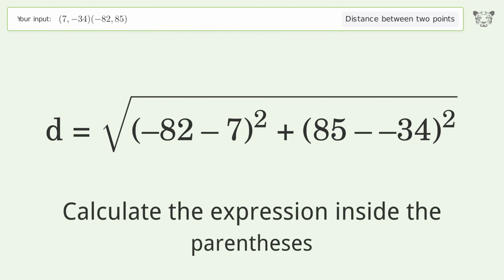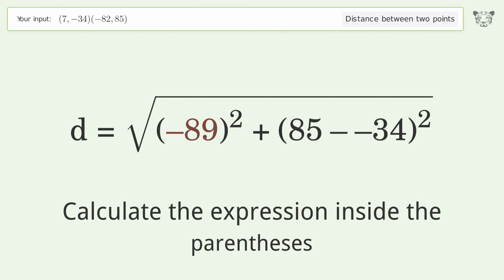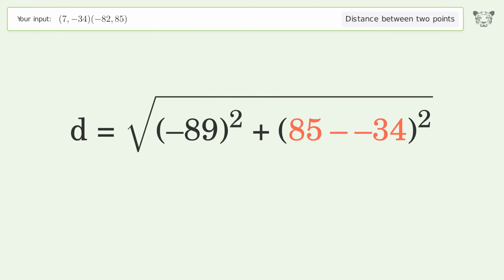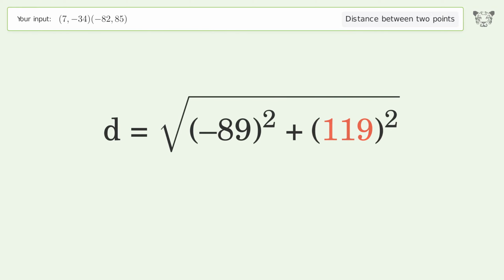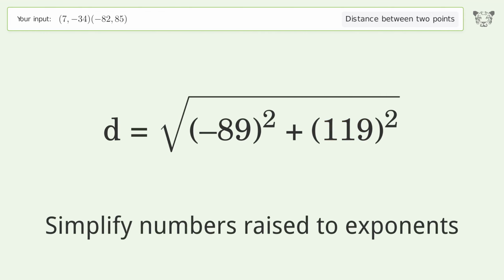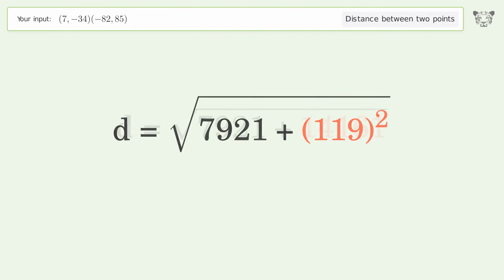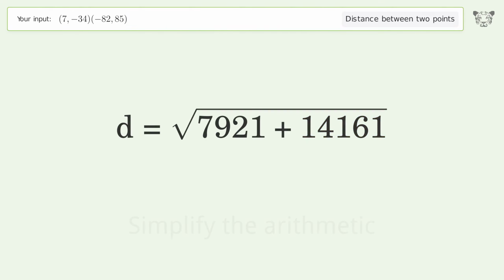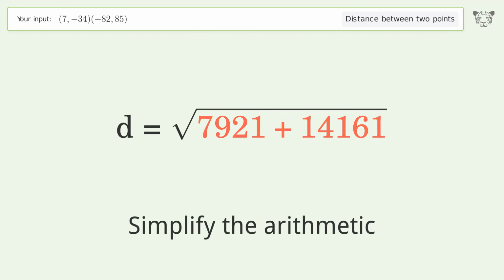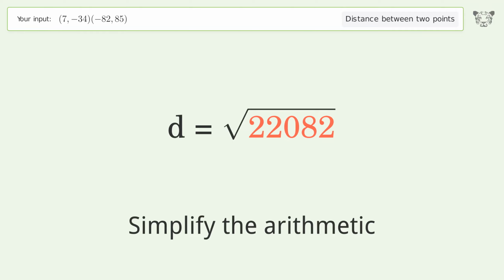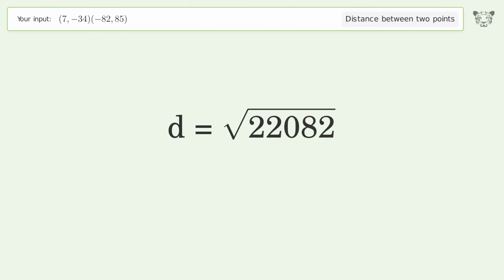Calculate the expression inside the parentheses. Simplify numbers raised to exponents. Simplify the arithmetic. And so the distance between the 2 points is the square root of 22,082, or 148.6.